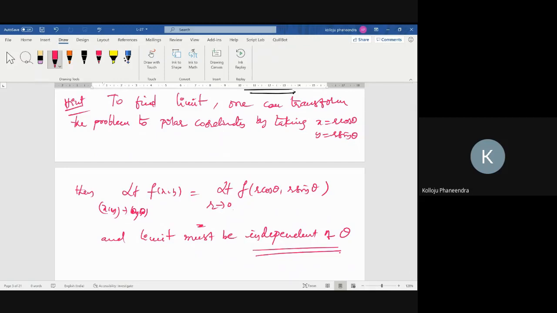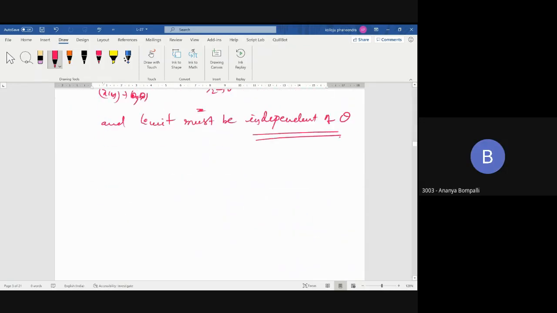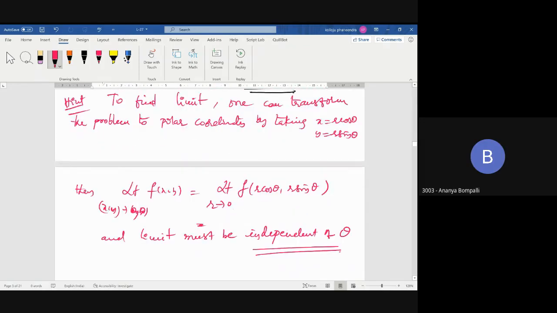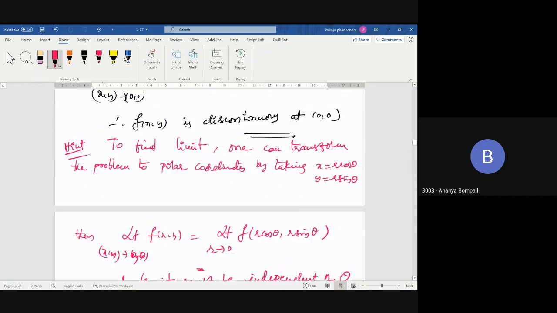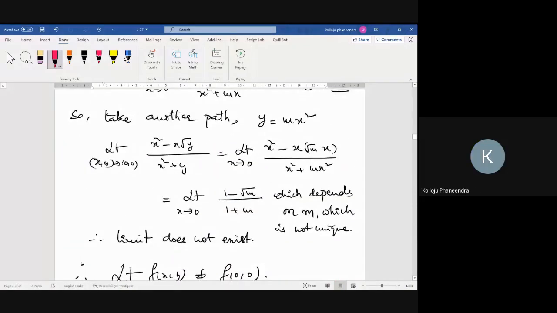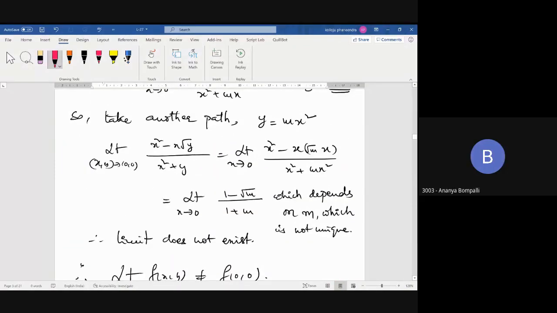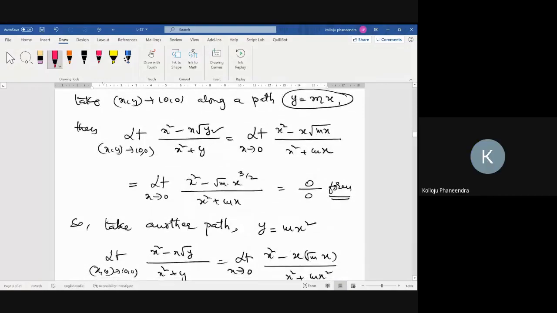Sir, to evaluate that 0/0 form, can we use L'Hospital's rule? Where? In the first case, y = mx. Again, see, x^(3/2) is there, no?